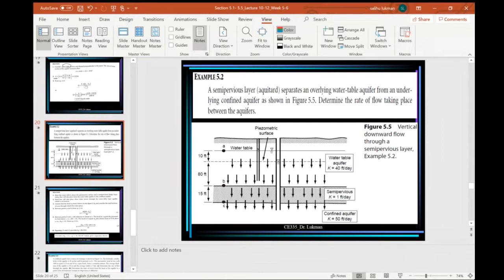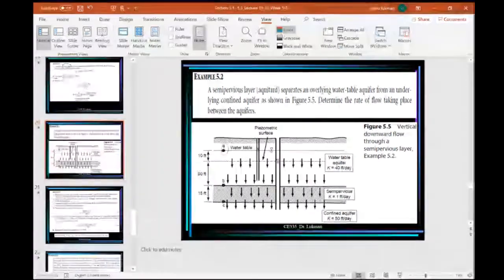So here you have vertical downward flow through a semi-pervious layer. This is the water table at point A. You have the piezometric surface, a well is sunk inside. You have B, you have C. This is a semi-pervious layer, and we have its coefficient of hydraulic conductivity, and this confined layer.